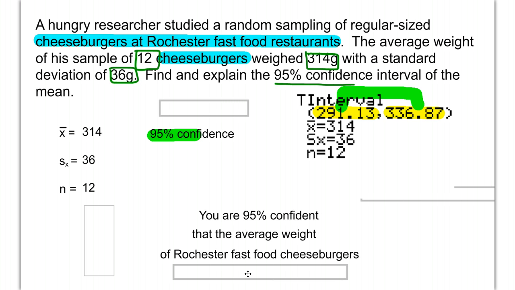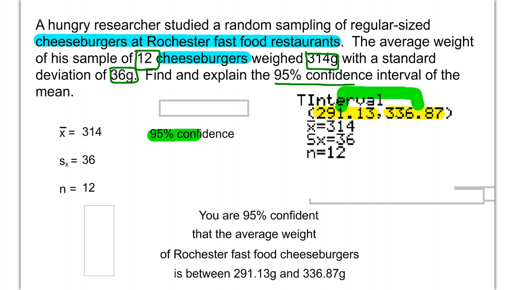And then we just use the interval to say it's between these values that we were looking for, between 291.13 grams and 336.87 grams. So reading it all together, you are 95% confident that the average weight of Rochester fast food cheeseburgers is between 291 and 336 grams, roughly. And that would be how you find the confidence interval in your calculator very quickly, and then how you interpret that by looking at your confidence level, what you're measuring, what your population is, and what your actual interval ends up being.